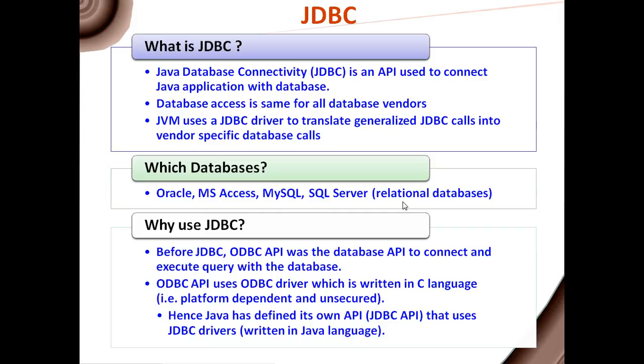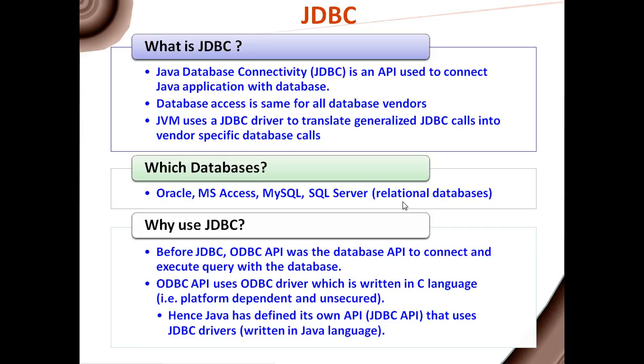It used to give a flavor, or a situation where it is dependent on platform, and it used to put inherent limitations with respect to platform as well as a bit of unsecured access. So considering all these drawbacks or limitations, Java on its own has defined what is called the JDBC API, and it uses JDBC drivers, and these drivers typically are written in Java language most of the times.